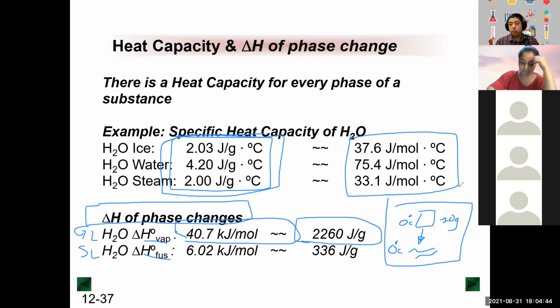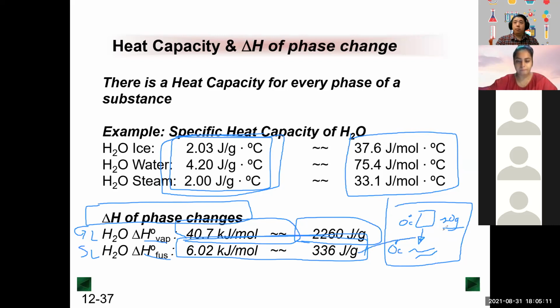We will use Q is equal to the amount times delta fusion. Yes. Which of the two delta fusions would you use? Okay, so we know it's within phase change. Which of these two would you use? I have kilojoules per mole and joules per gram. It's easier to use joules per gram because this is in grams.